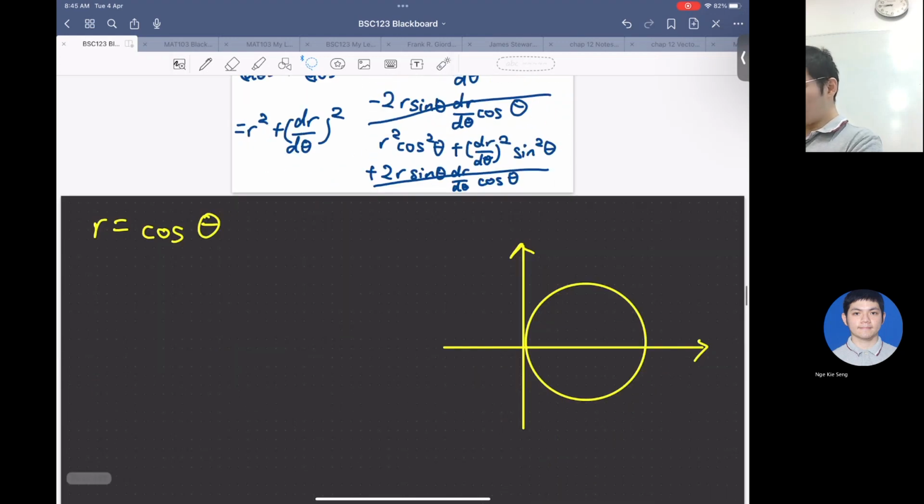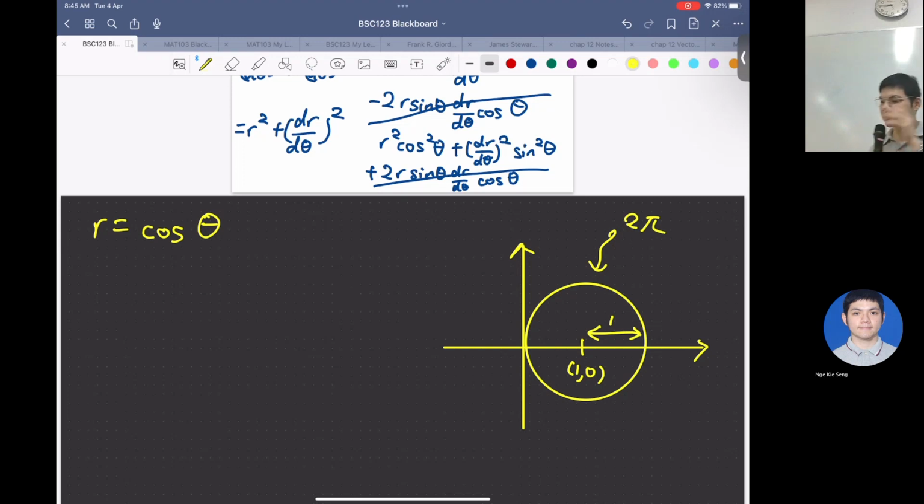If I want to compute the arc length of this circle, what do I get? Let me label the center first. It's (1, 0), and then the radius is 1. So what's the arc length of this circle here? Circumference, 2 pi. So you know that it is 2 pi, right?